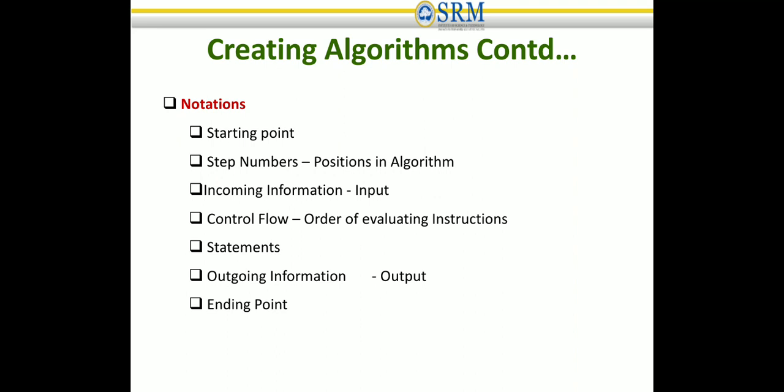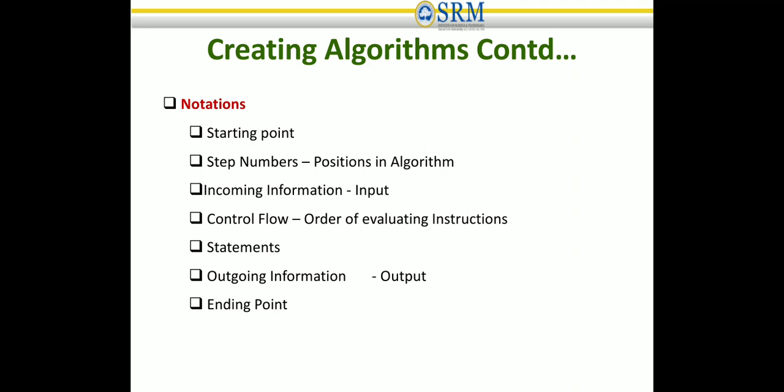Every algorithm has certain notations: a starting point, step numbers, incoming information. The starting point is the start of the algorithm, the initial procedural step to start an algorithm. Step numbers for every single step, where every single instruction can be made as steps. You should have step numbers or instruction numbers: step 1, step 2, step 3, instruction 1, instruction 2, instruction 3. Until the end of the algorithm, you have to give steps for every single procedure.